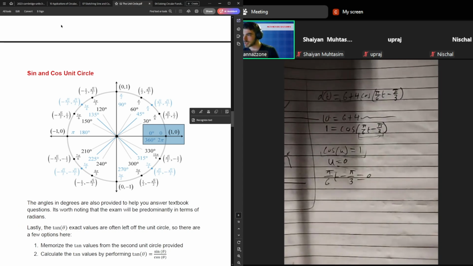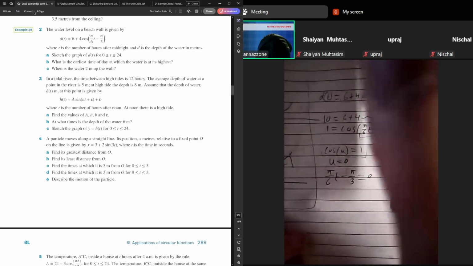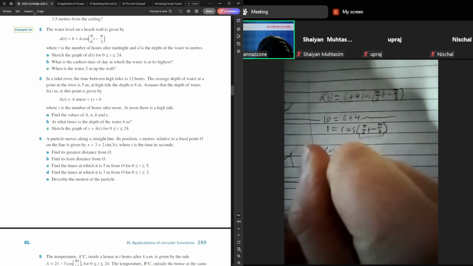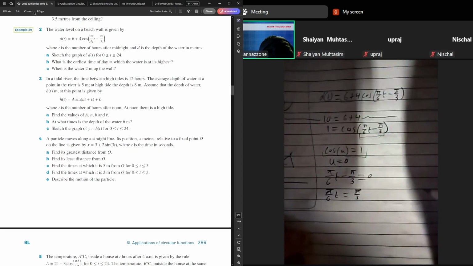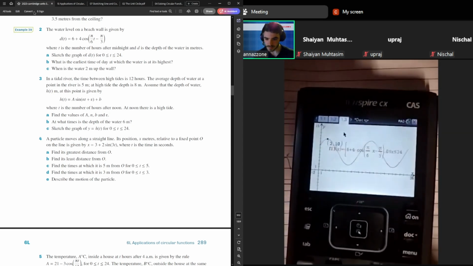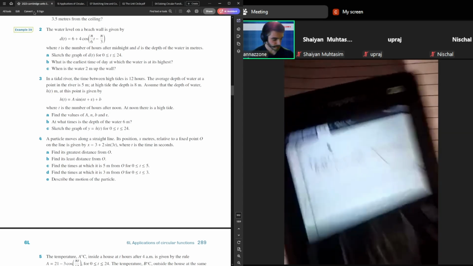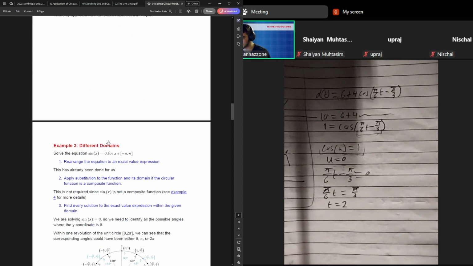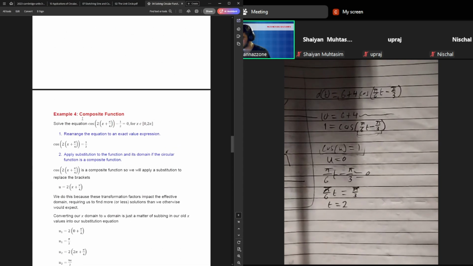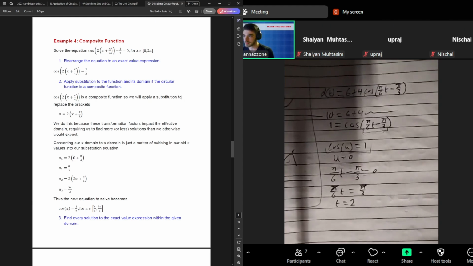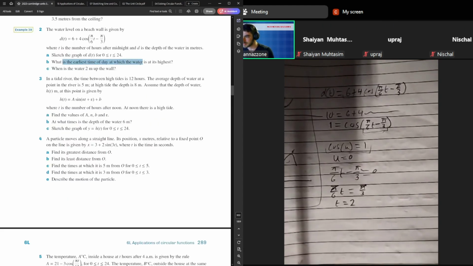From here, we're just rearranging to get t on its own. Pi over 6t equals pi over 3. Cancel the pi's, and then multiply both sides by 6. T equals 2, as was found on the CAS. That was brief, yes. Just have a read of specifically example 4 of this document. It details exactly what we're doing and why. Okay, that's that. That's part B done.